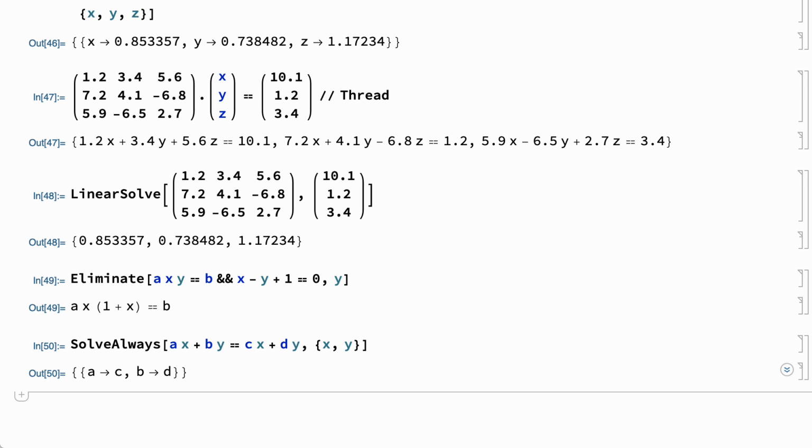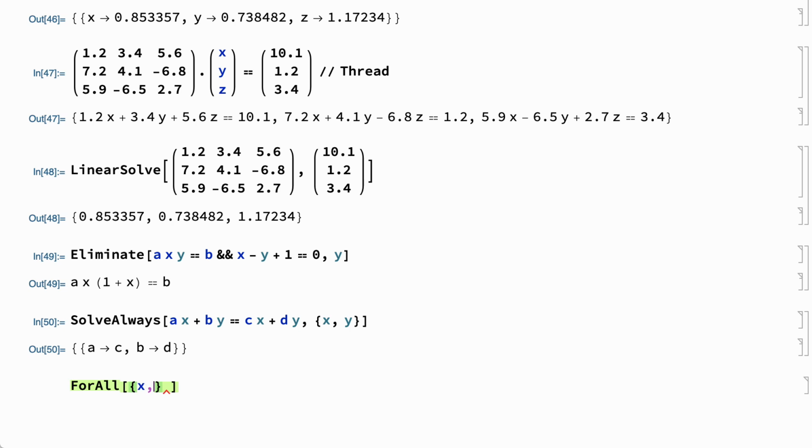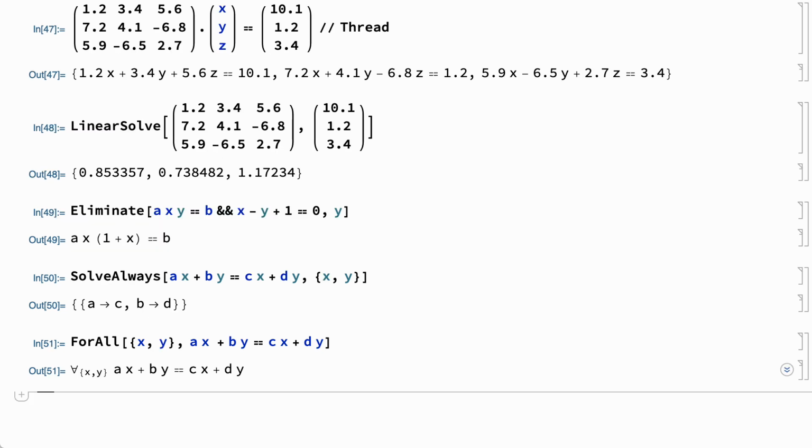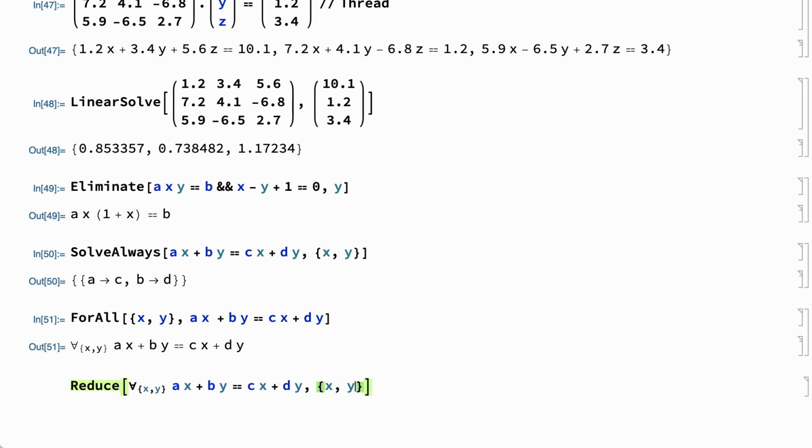The logical notion of an equation being valid for all values of the variables can alternatively be expressed using a function called ForAll. This ForAll expression, for example, represents the logical statement that the equation in the second argument in ForAll is true for all values of x and y. That logical statement can be converted into an equivalent set of equations using a function called Reduce.